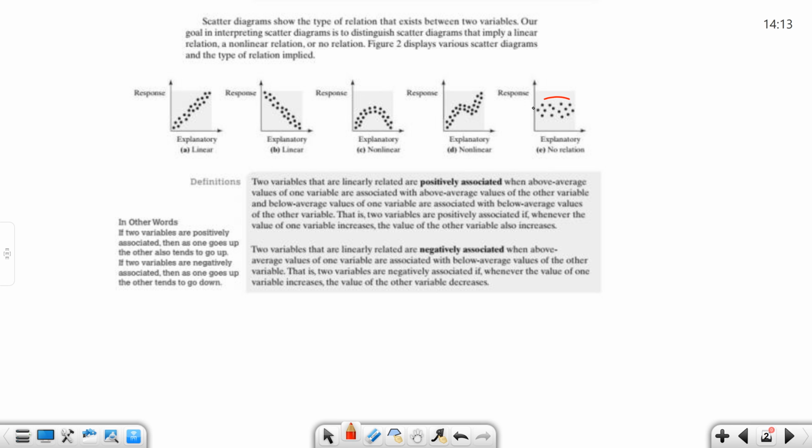And then here, this one is just spread out all over the place. I mean, you could draw a line here, you could do all kinds of stuff, but there's no relation there. They're just scattered all over the place. No relation.